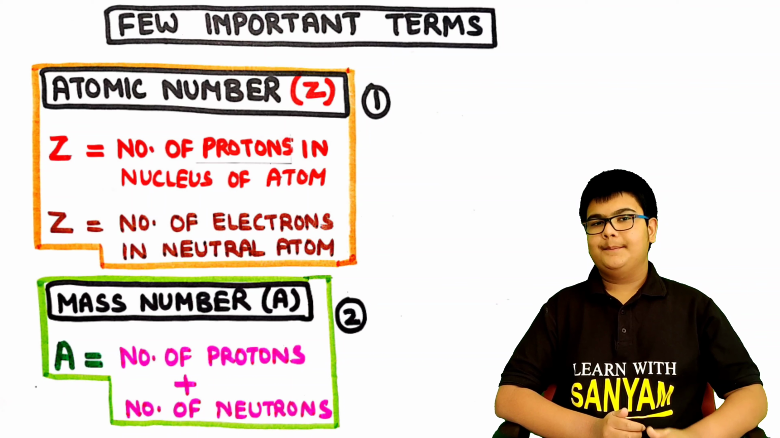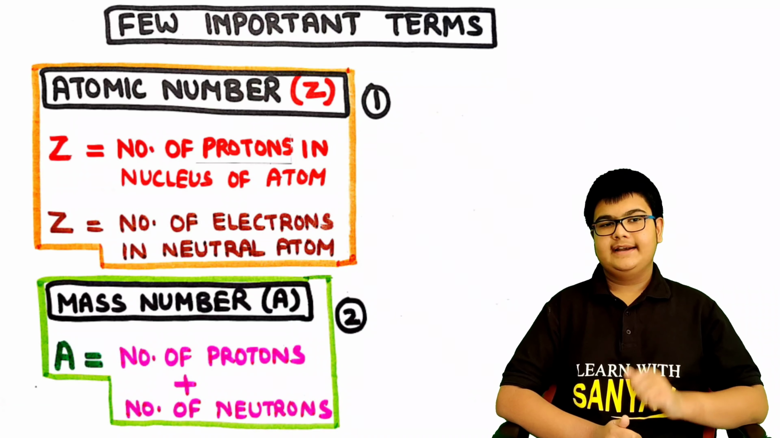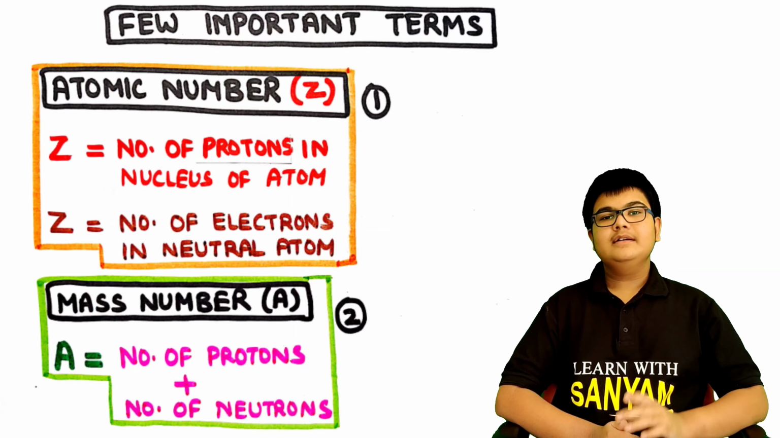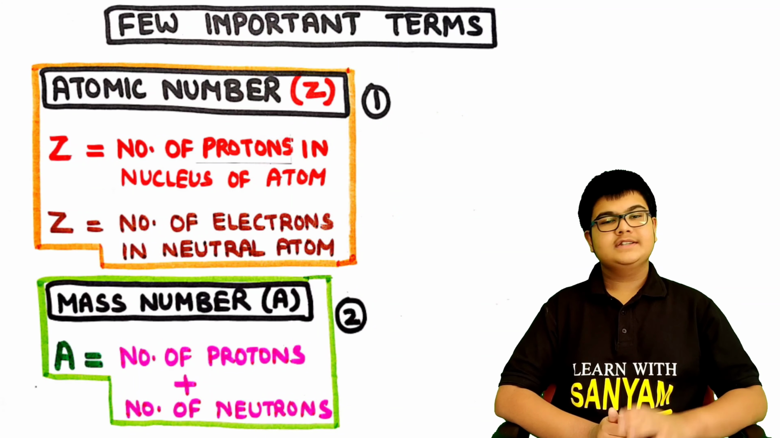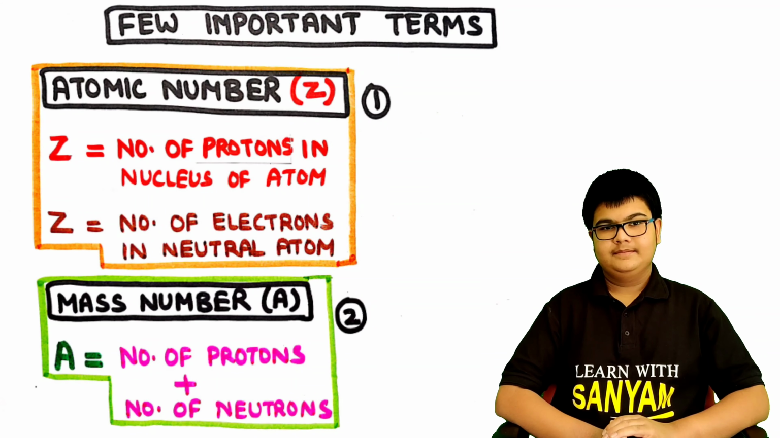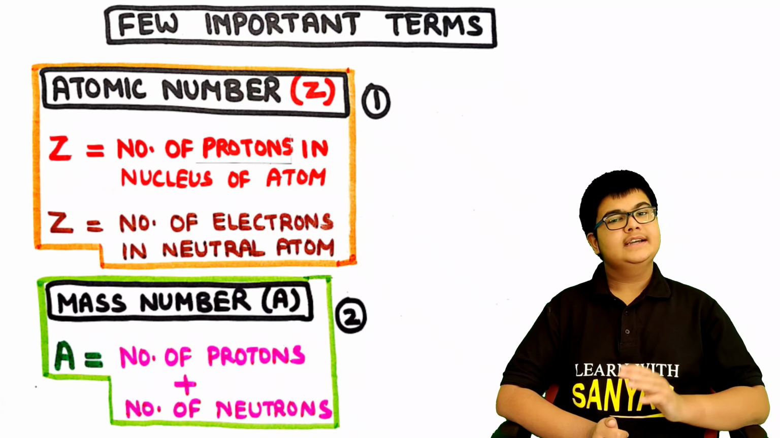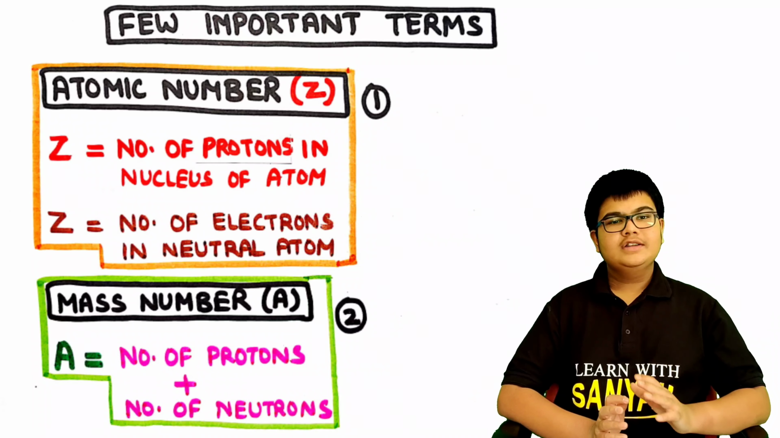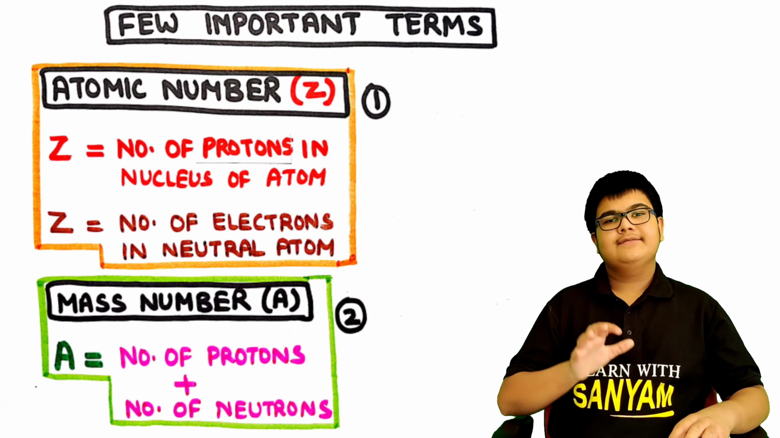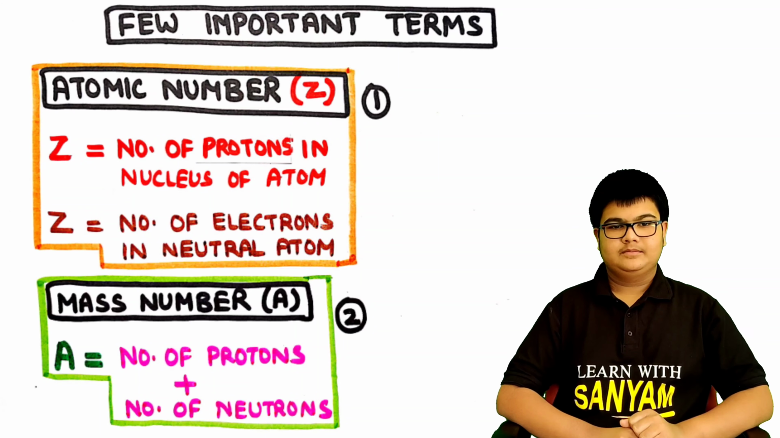First, atomic number, denoted by Z. Atomic number is equal to the number of protons in the nucleus of an atom, or atomic number is equal to the number of electrons in a neutral atom, because in an atom the number of protons is equal to the number of electrons.